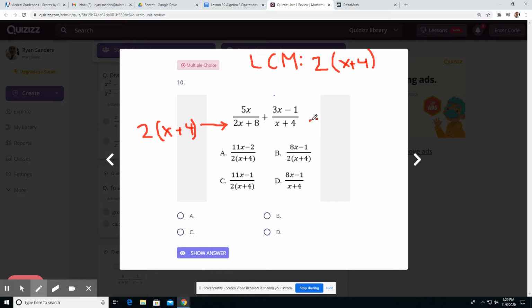I need a times 2 right here. What you do on the bottom, you have to do on the top to keep it balanced. All of that's getting multiplied to the top. I'm going to keep it in this factored form on the bottom here. So on the bottom is a 2 times x plus 4. That way, if anything cancels at the end, we can still cancel it.